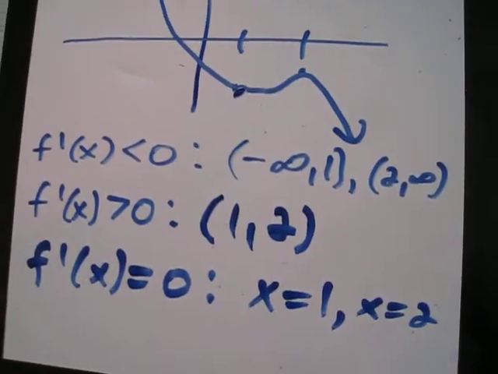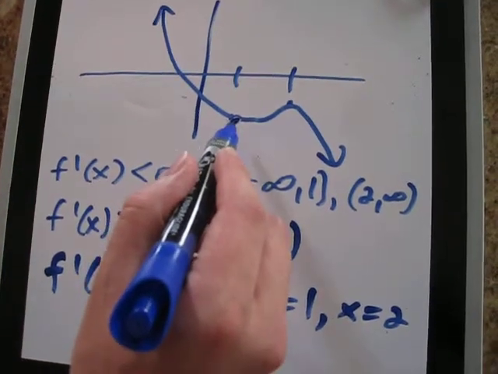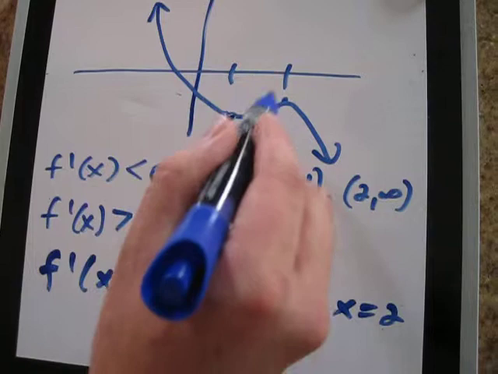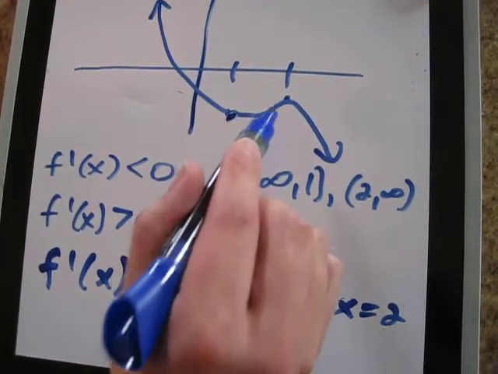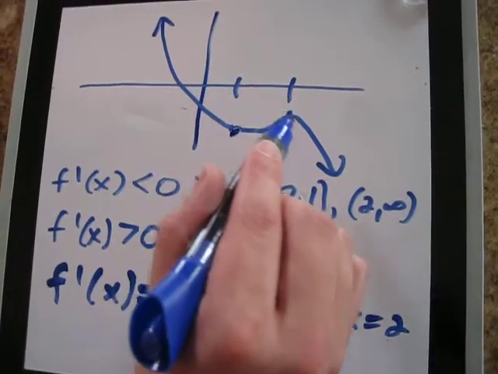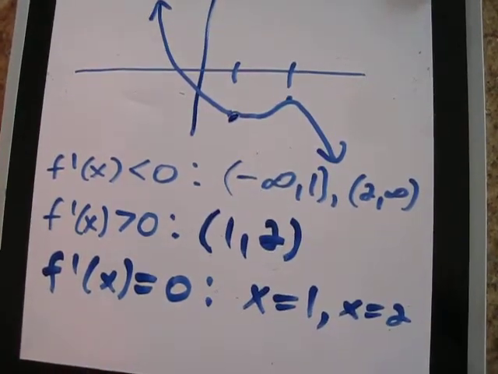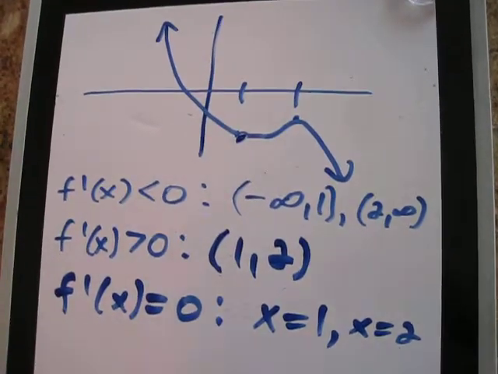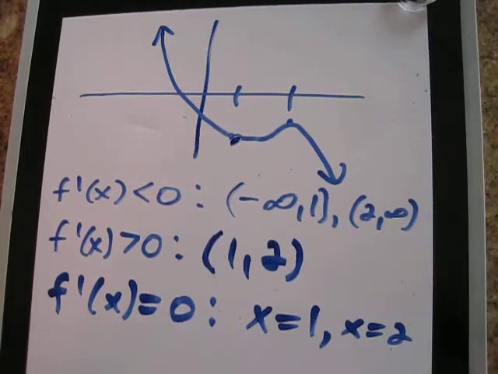And the function has a local minimum at x equals 1 because it switches from decreasing to increasing, and it has a local maximum at x equals 2 because it switches from increasing to decreasing there. And so that is an example of how we could take a look at the graph of a function and draw some conclusions about its derivative.